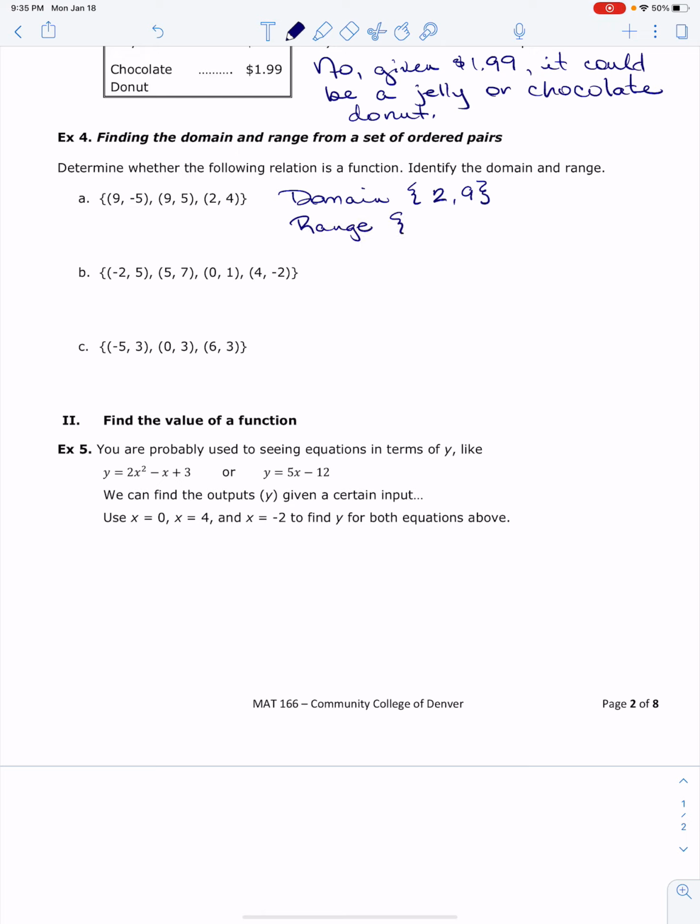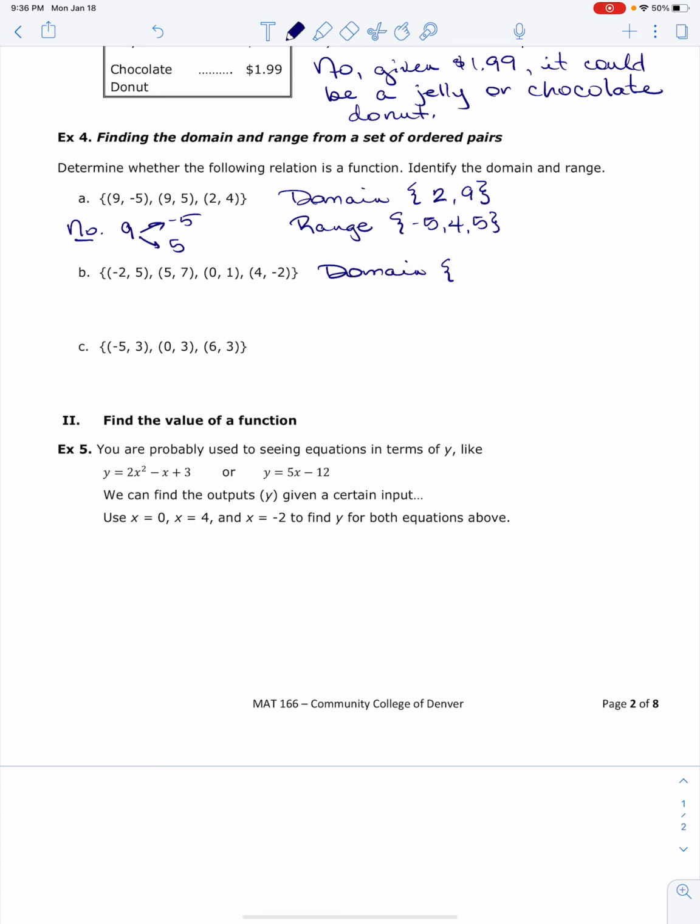My range, let's see if I can get them in numerical order. I've got -5, 5, and 4. So -5, 4, and 5. Is this a function? No, it's not. Because 9 gives both -5 and +5. So that input of 9 gives me 2 separate outputs. So let's take a look at B.